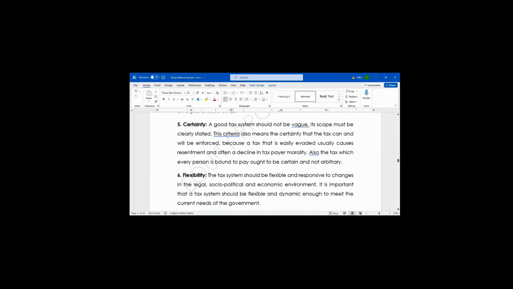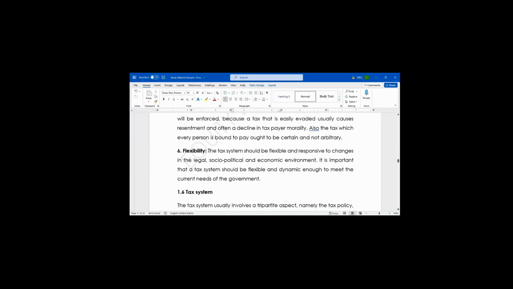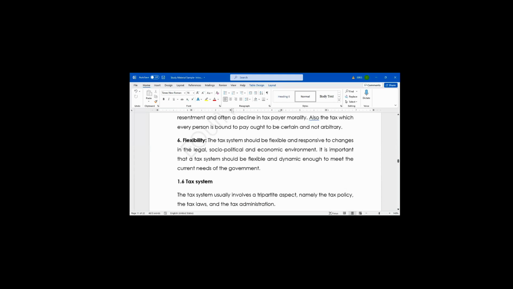We have another one, principles of flexibility. Principles of what? Flexibility. This one is saying that a good tax system should change based on the changes in circumstances in the country. Tax should not be rigid. Tax should be dynamic. Tax should change as there are changes in circumstances.